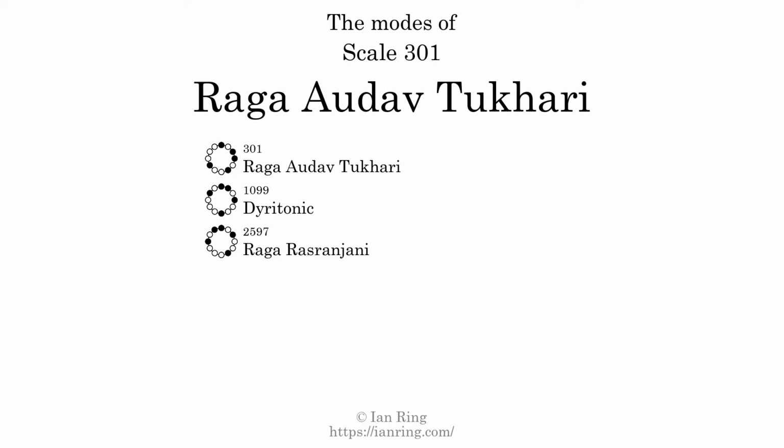The third mode is scale 2597, also known as Raga Audav. It sounds like this.